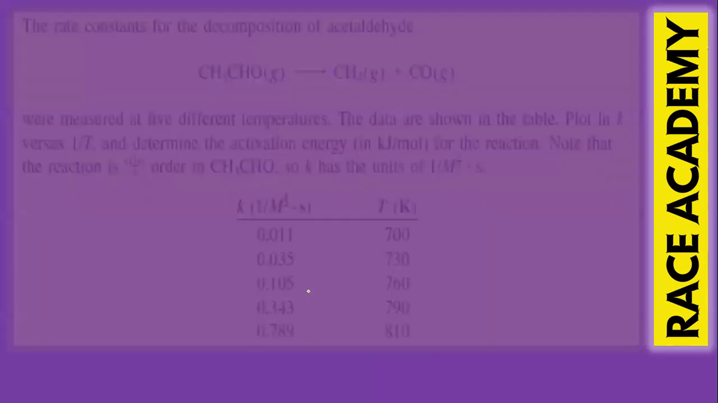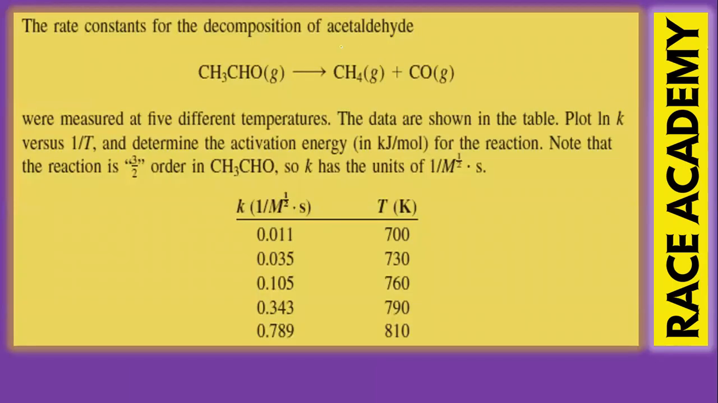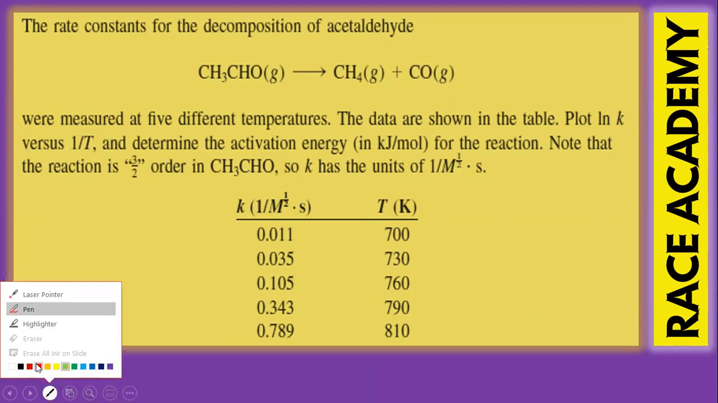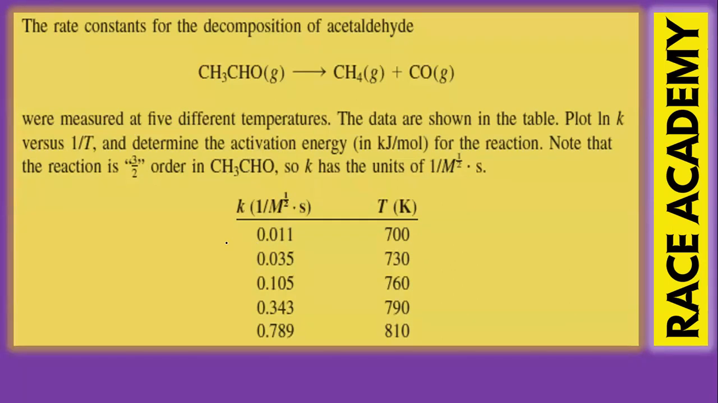Okay. Let us see the next question. The rate constants for the decomposition of acetaldehyde are measured at 5 different temperatures. Here they have given us the rate constants 1, 2, 3, 4, 5, and temperatures 700, 730, 760, 790, which are increasing. Rate constants are also increasing, so there is direct proportionality.